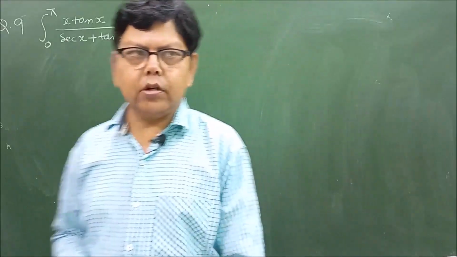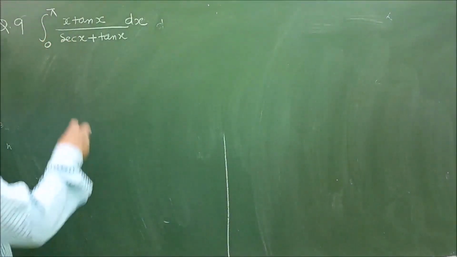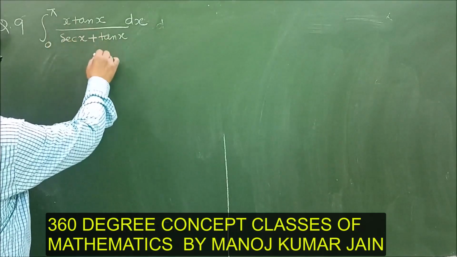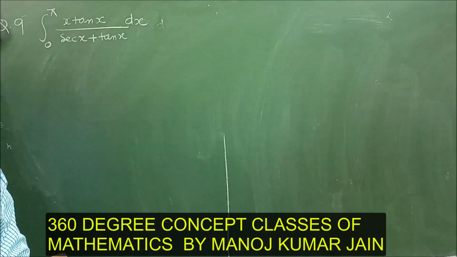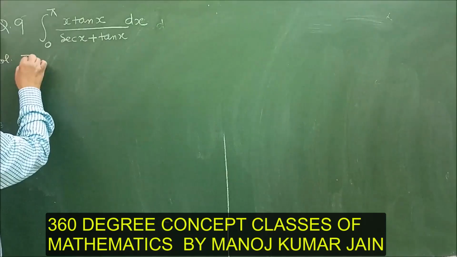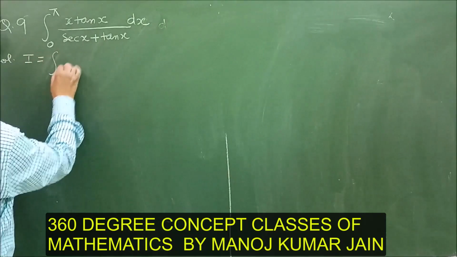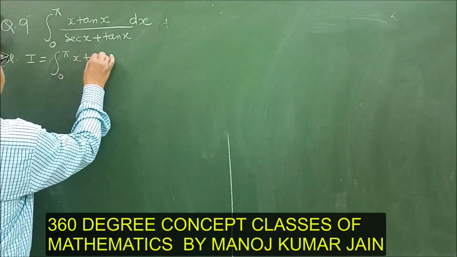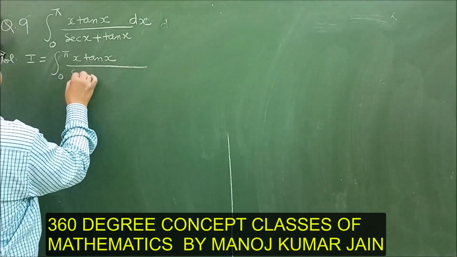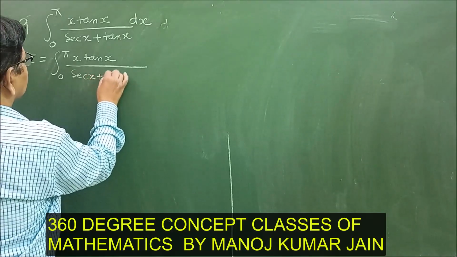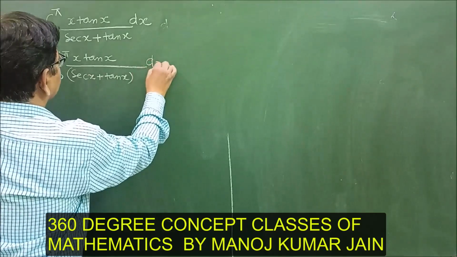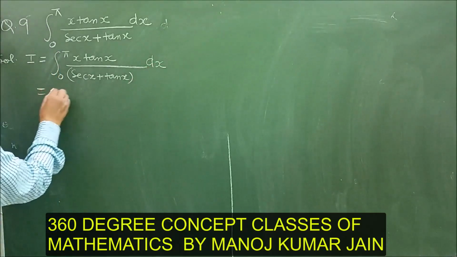Next question, question number 9. Evaluate the definite integral 0 to pi x tan x upon sec x plus tan x dx. So let us take this definite integral equal to I, 0 to pi x tan x upon sec x plus tan x dx. Now let us first simplify this.